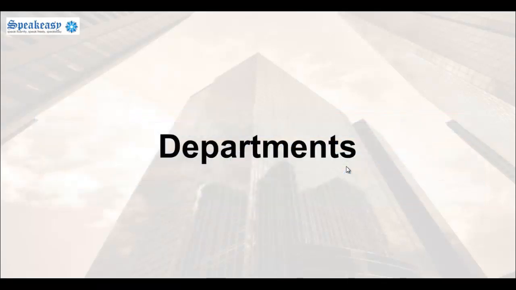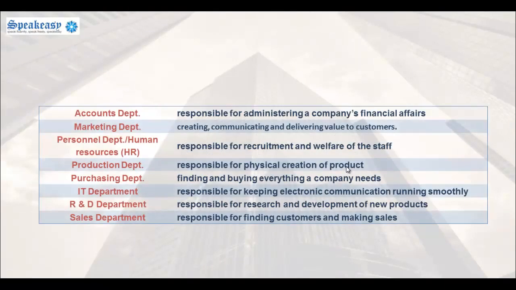So let's look at some of the different departments you'll find within a company. Starting with the accounts department. This department is responsible for administering a company's financial affairs. The marketing department is responsible for creating, communicating, and delivering value to customers. The personnel department, or human resources, is responsible for recruitment and the welfare of the staff. The production department is responsible for physical creation of product.